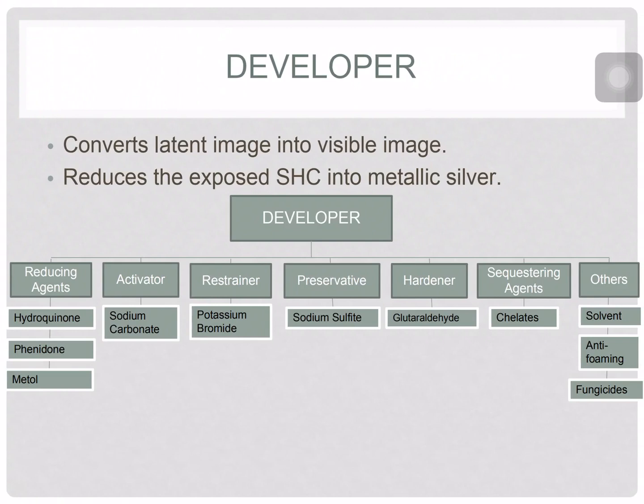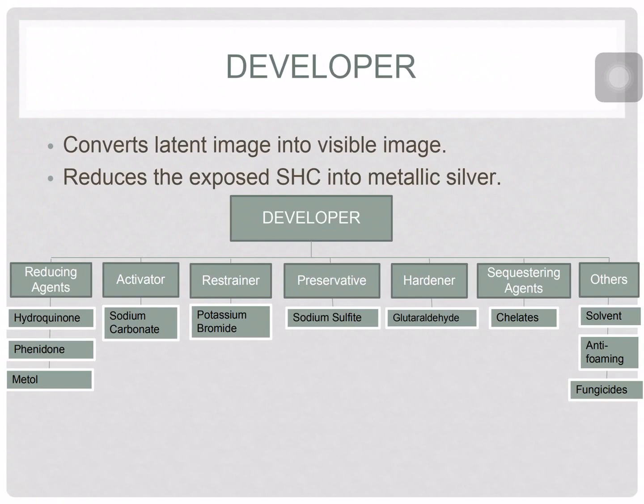Okay? So, developer converts our latent image to visible image. So, this amplifies the amount of metallic silver on the film by increasing the number of silver, kasi nag-add up pa siya ng electron. Tama? So, to reduce the exposed silver halide crystal into metallic silver, andyan ang ating developer. Okay? So, sa ating developer, there are chemicals na nagko-contain inside of it.